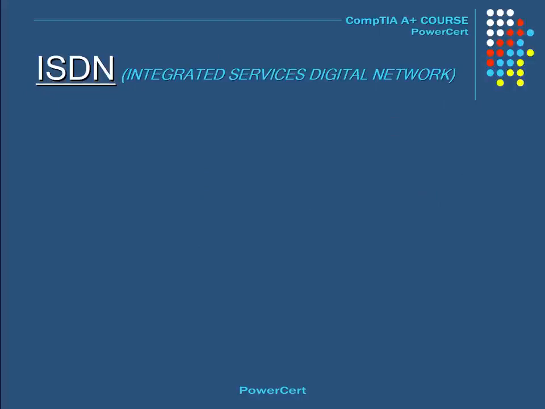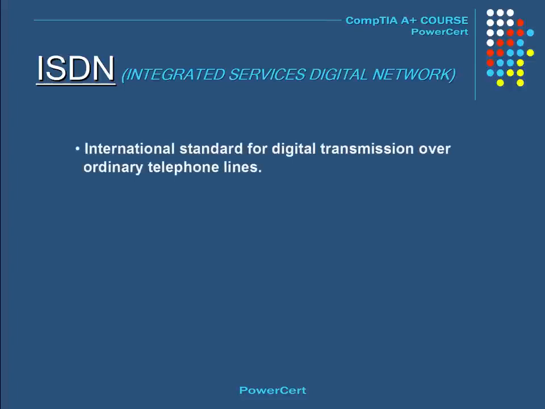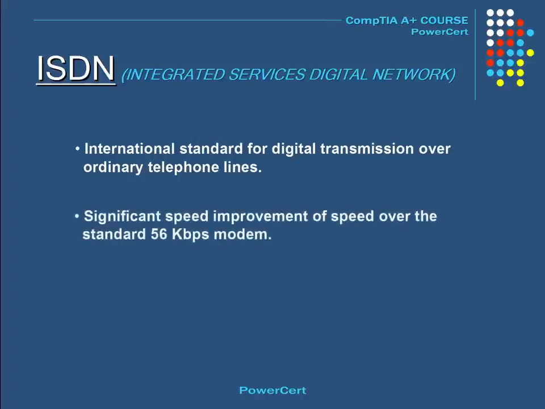ISDN stands for Integrated Services Digital Network. This is an international standard for digital transmission over ordinary telephone lines. In order to use ISDN, users had to install ISDN modems. This was a significant improvement of speed over the standard modem, because a standard modem sends data at a maximum speed of 56 kbps. But ISDN sends data at 128 kbps. But ISDN never really caught on, because of the faster speeds of DSL and cable.